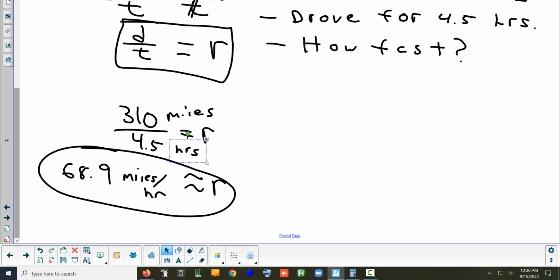There's a couple ways you can write miles per hour. You can write miles/hour, or you could put MPH. But either way. Any question on that?